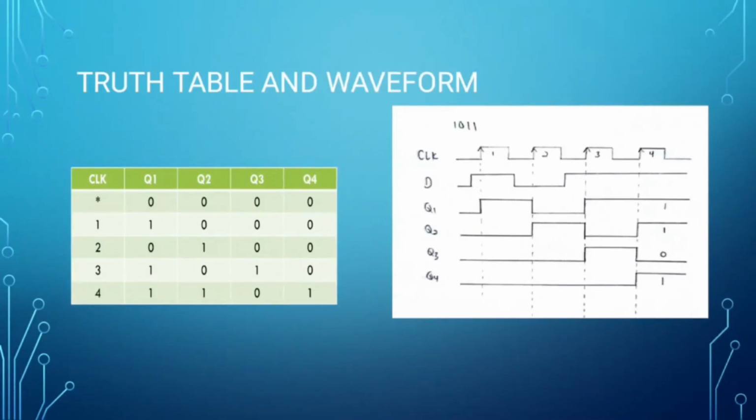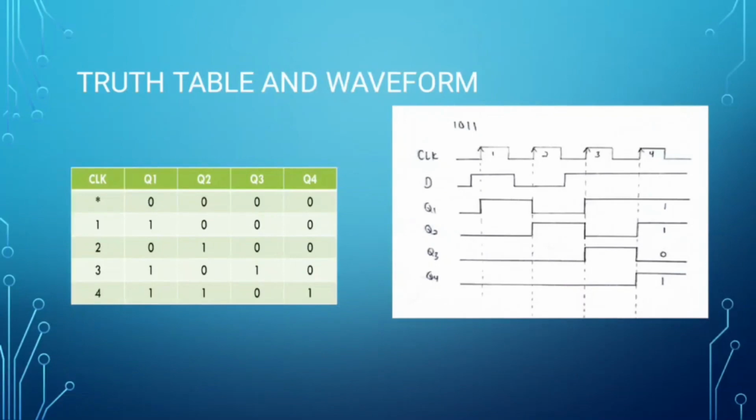For the truth table, as we can see, for clock 1, Q1 is 1, Q2 is 0, Q3 is 0, Q4 is 0. As we can refer to the waveform, for clock 1, Q1 is 1, Q2 is 0, Q3 is 0, Q4 is 0. For clock 2, Q1 is 0, Q2 is 1, Q3 is 0, Q4 is 0. Same as the waveform. At clock 2, Q1 is 0, Q2 is 1, Q3 is 0, Q4 is 0.